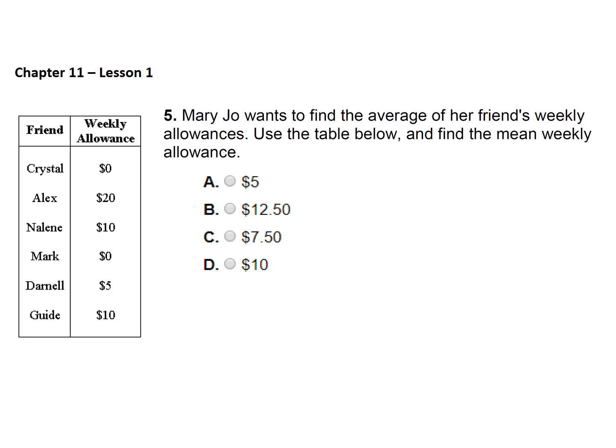Question 5. Mary Jo wants to find the average, which is another word for the mean, of her friend's weekly allowances. Use the table below and find the mean weekly allowance. We're going to add these values up. We get $45. And there are 1, 2, 3, 4, 5, 6 data points. So we will divide $45 by 6.